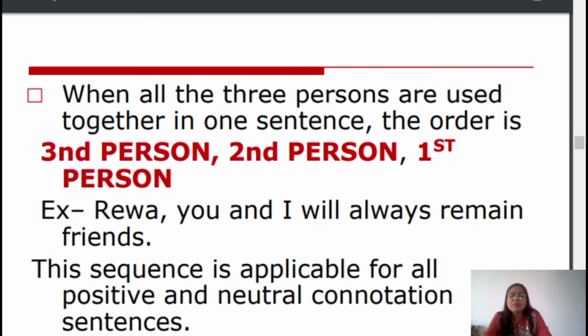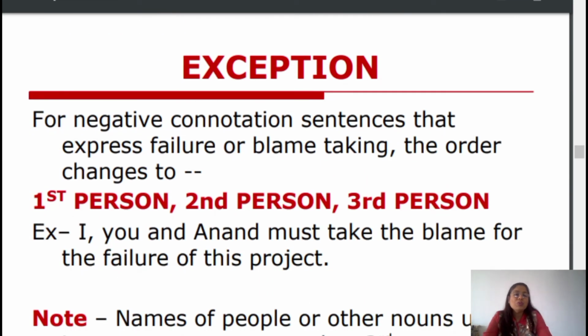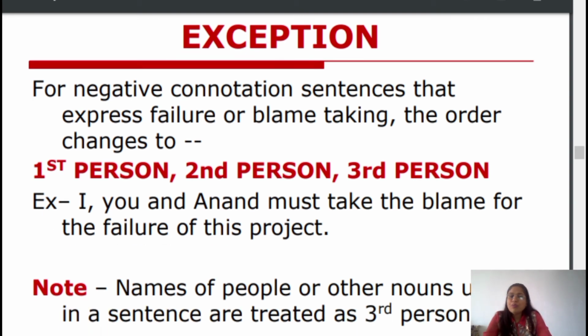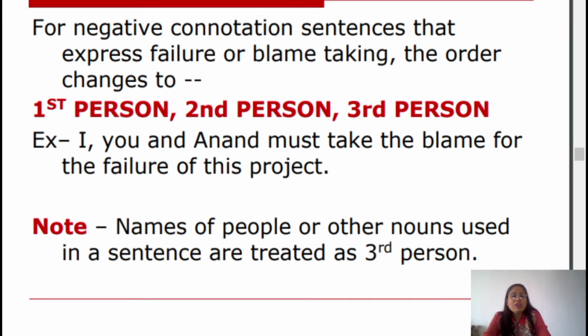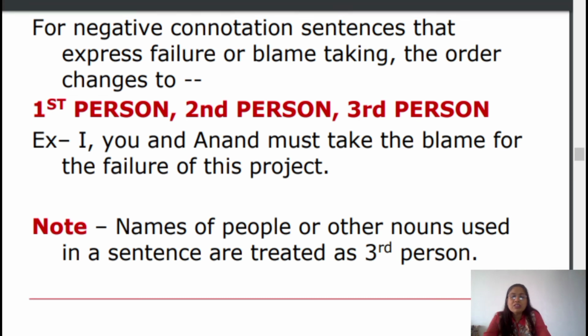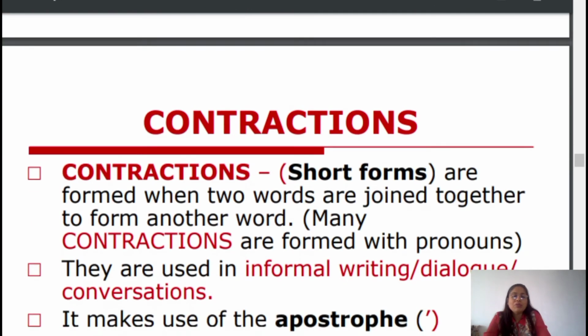But if the meaning of a sentence is a negative one, then what will you do? For negative connotation sentences that express failure or blame taking, the order of pronouns changes to first person, followed by second person, and then followed by third person. For example, I, you and Anand must take the blame for the failure of this project. So names of people or other nouns used in a sentence are treated as third person. As you can see, one of them is a proper noun.